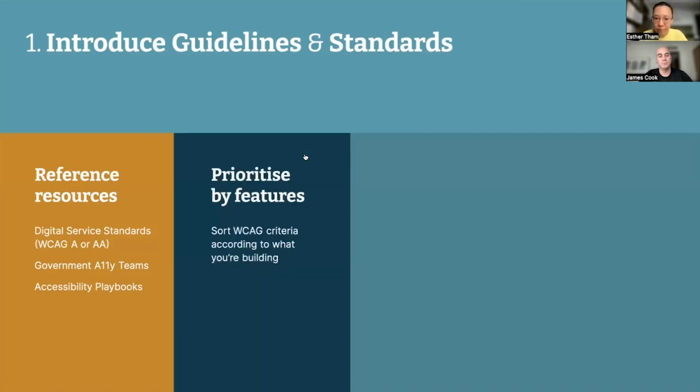Prioritize by features. Singapore's digital service standards say to use WCAG A or AA. WCAG is very extensive and detailed, which can be quite overwhelming. So instead of going through criteria by criteria to figure out how they relate to your service, sort it out according to what you're providing instead. Review your features and consider how they should be made accessible for all disabilities.